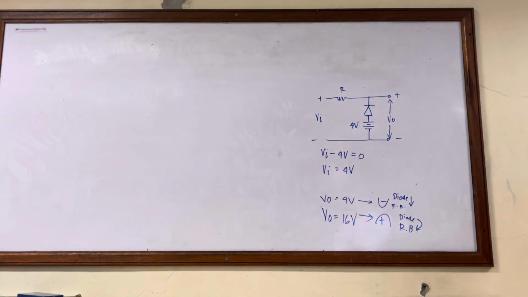Suppose our sinusoidal wave starts this way. Okay? So the positive half cycle gives 16. Okay.